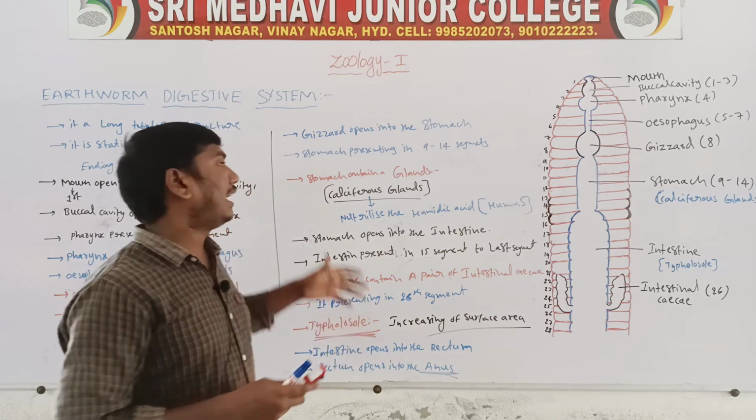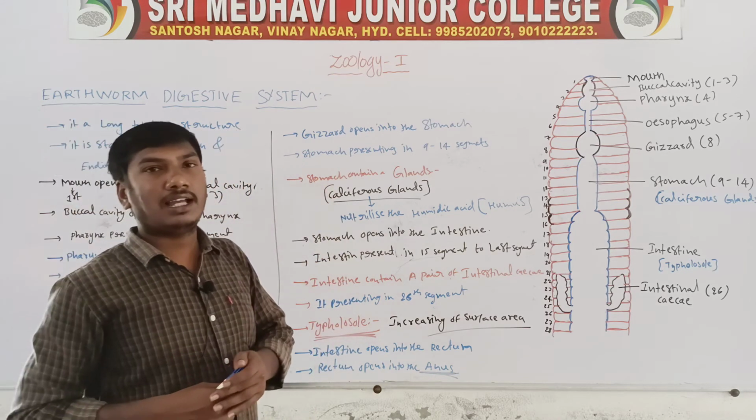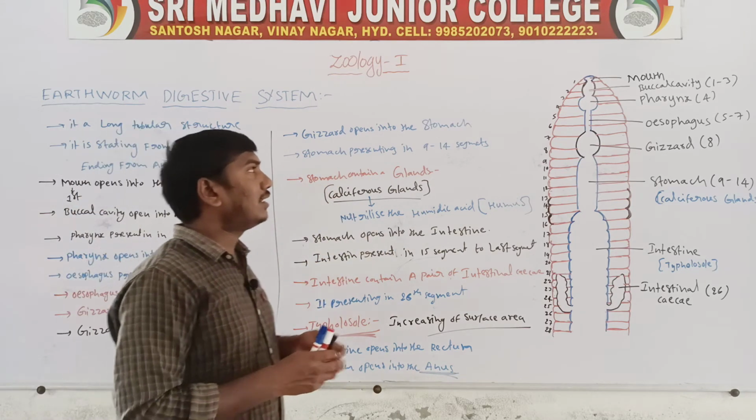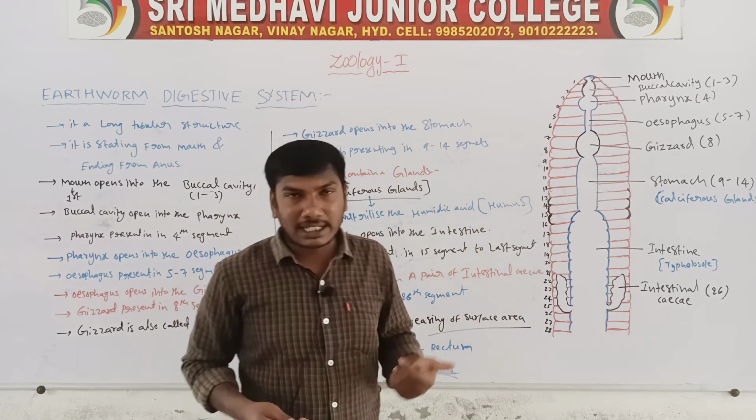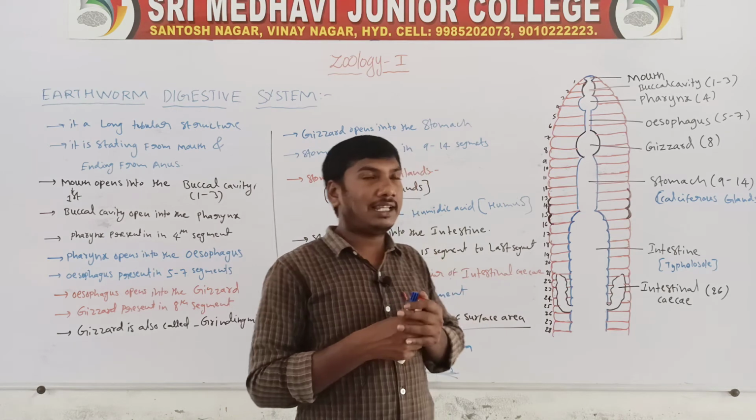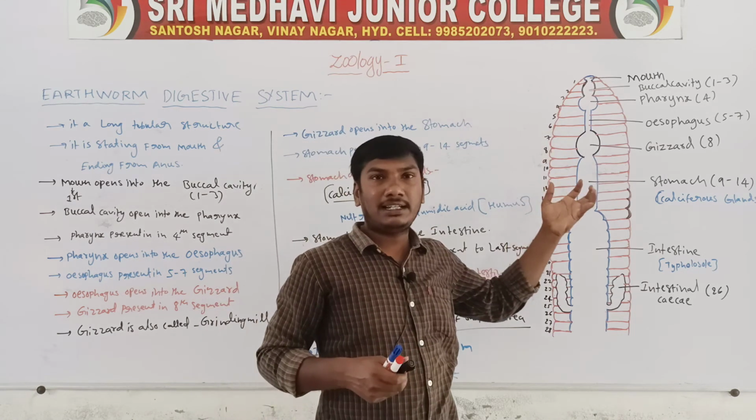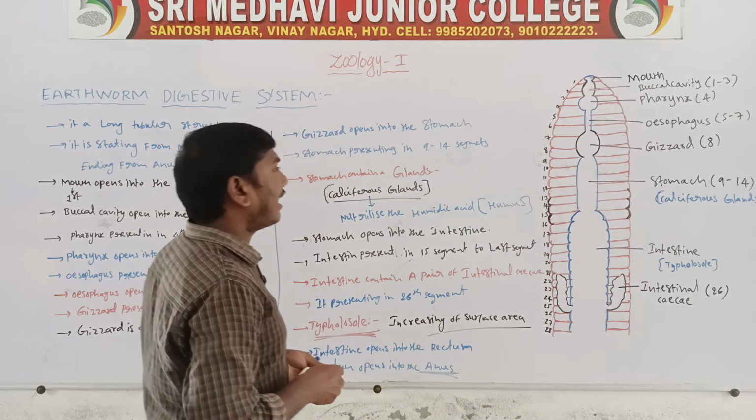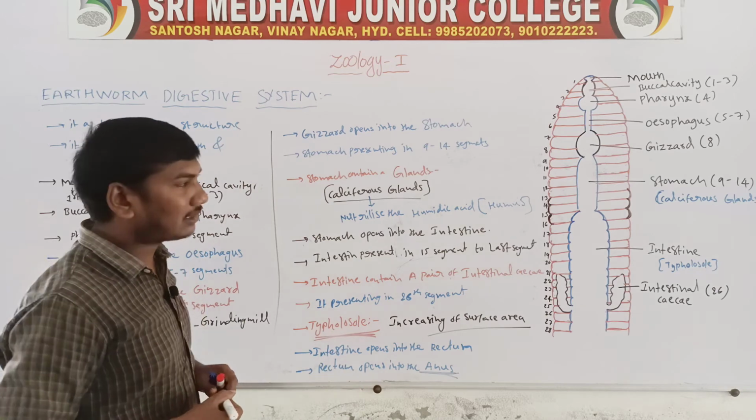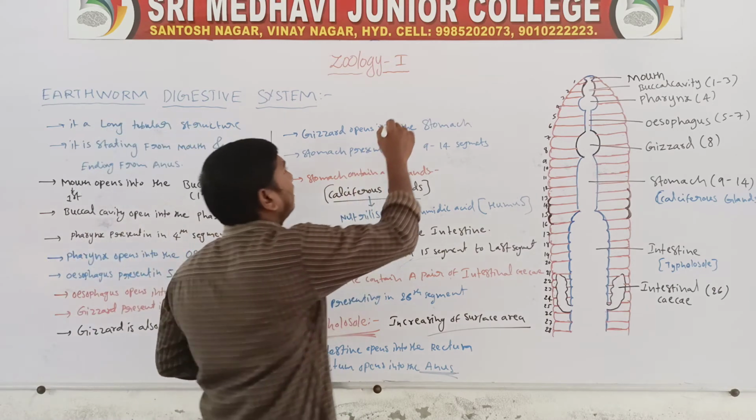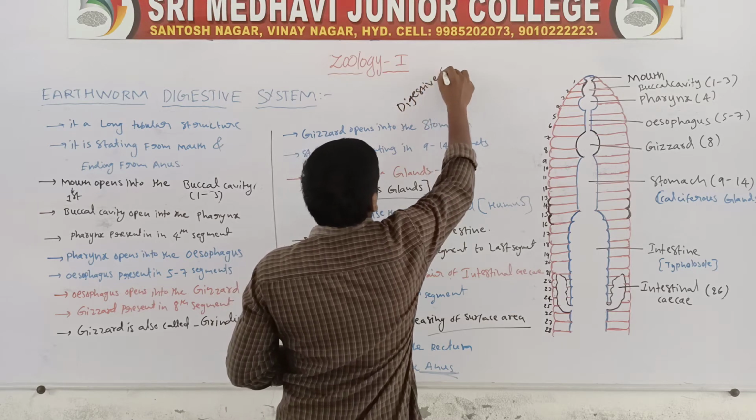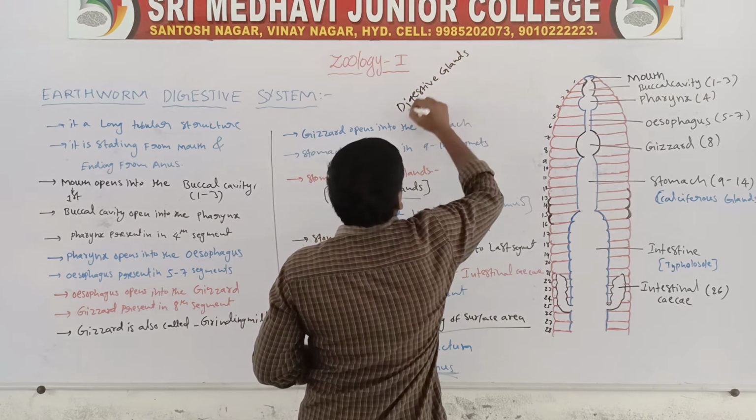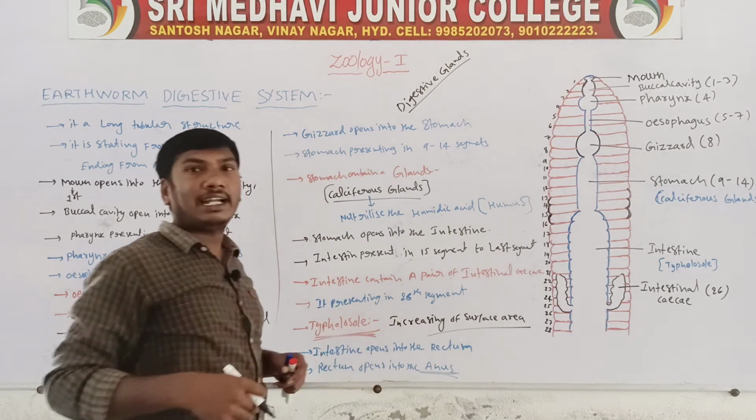So that is the earthworm digestive system. Next, the earthworm eats food materials such as plant matter, decaying leaves and moist soil. The food enters the alimentary canal. The alimentary canal contains digestive glands.